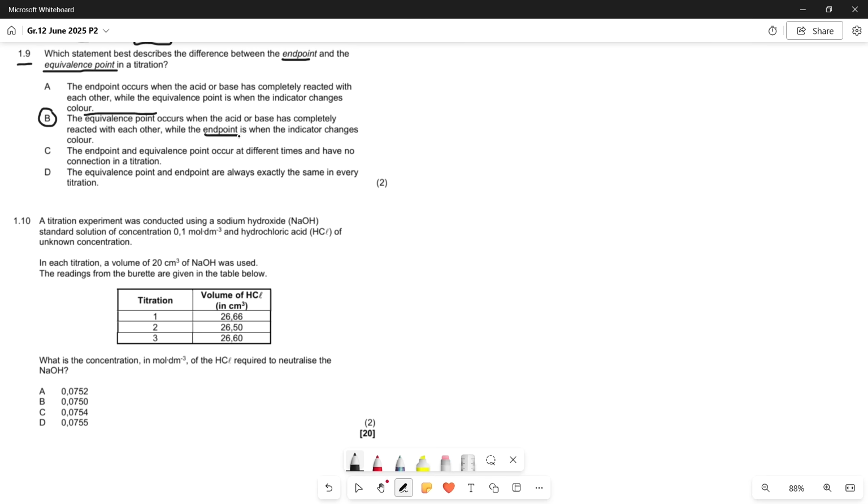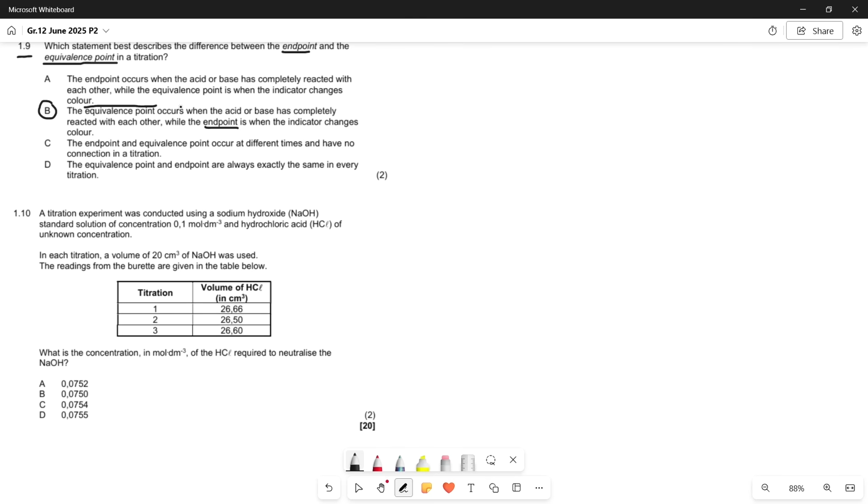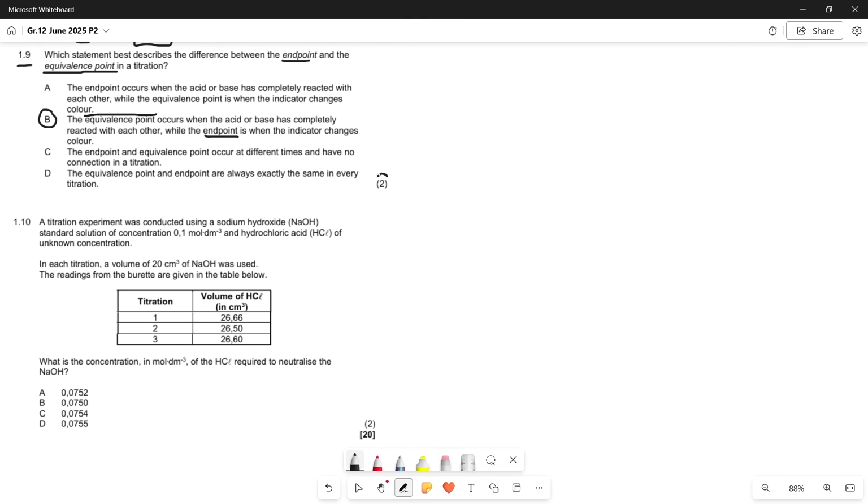But the end point is something visible. It is just something we look at because it is when the indicator changes color. So the end point is just what we see, but the equivalence point is what is happening between the acid and the base. Okay, so that is our final answer there. We don't necessarily have to break down the other options because A is just B, but swapped as far as which definition corresponds with which word. And C and D over there are just aspects that could relate to this, but do not relate to this. So therefore, we just need to understand that the equivalence point is when the reaction has completed, and the end point is what we see because the indicator changes color. So therefore, our final answer is B.